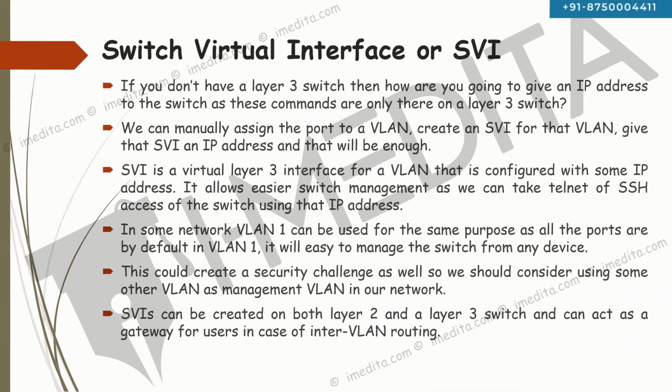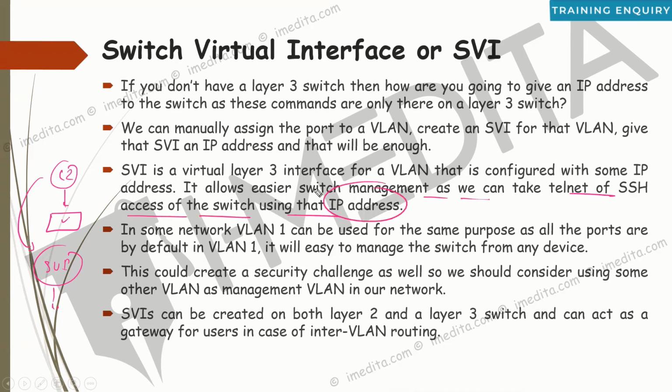So SVI, switch virtual interface, is a layer 3 interface for the VLAN that is configured with some IP address. Because we cannot configure the IP address directly onto the port, because that port will always be, for example, a layer 2 port. So I can configure an SVI for that VLAN, a layer 3 interface, and configure the IP address on it. It allows easier management of the switch, as we can take Telnet or SSH access of the switch using that address.